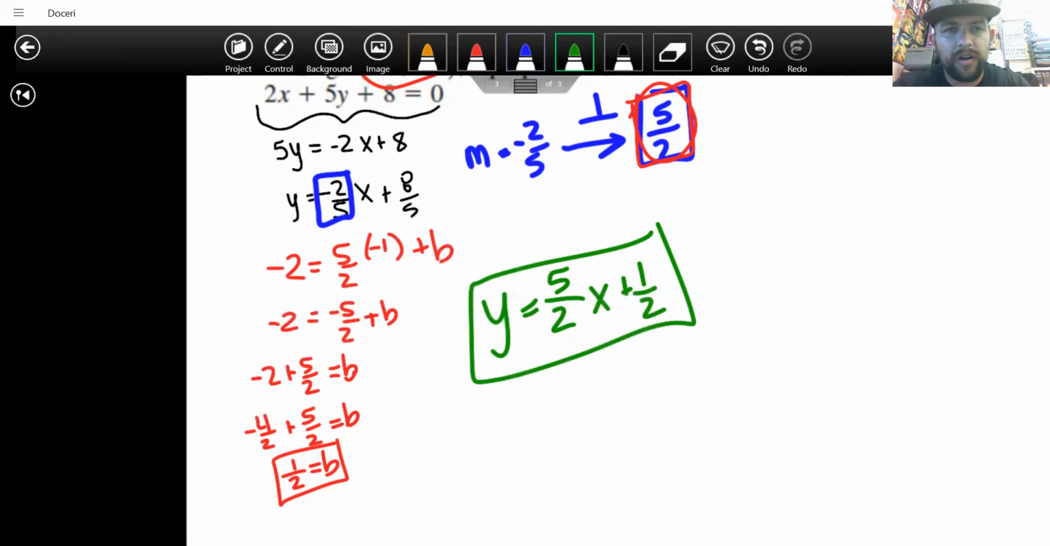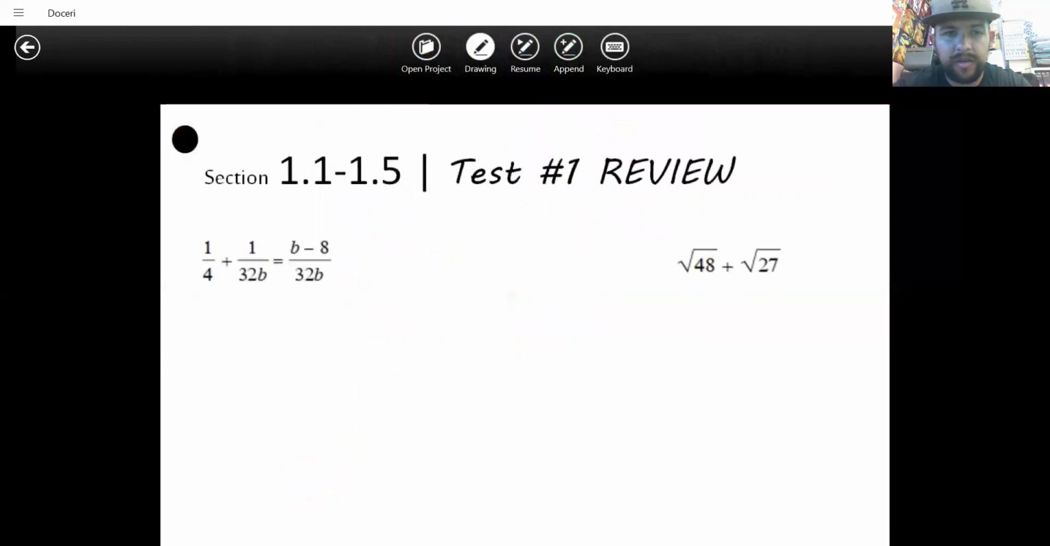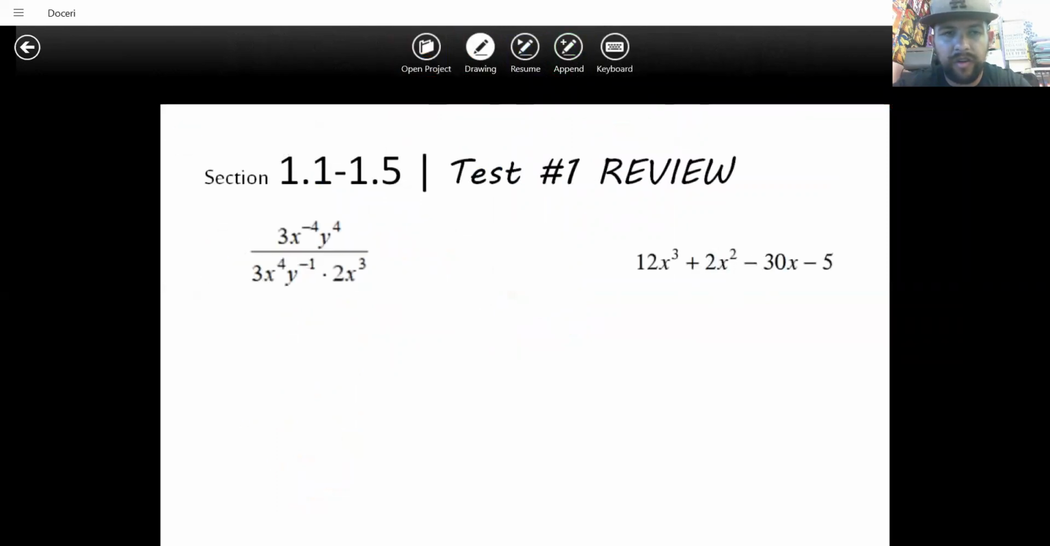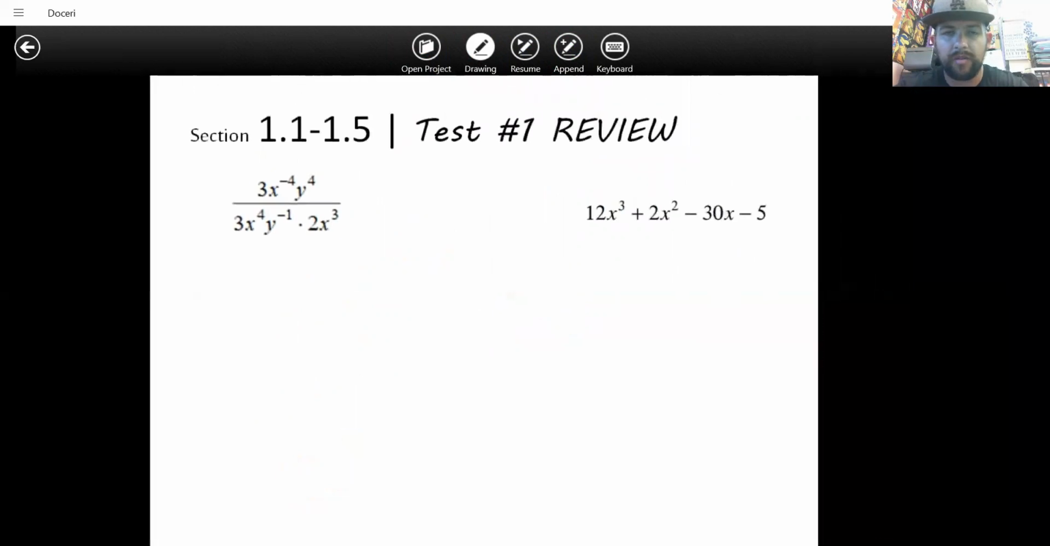I believe we have 4. So we're going to look here. These are the 2 review problems. Then we have another set of 2 review problems. So let's look at those 2 and then we're done.